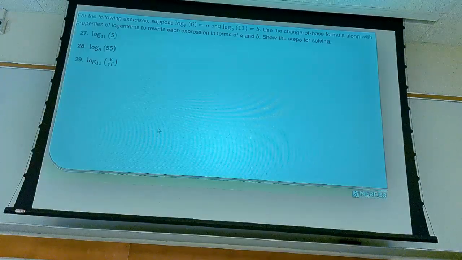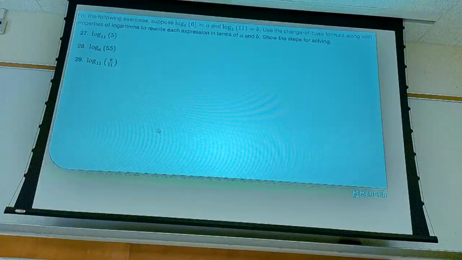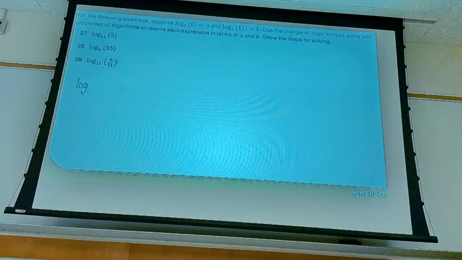So this is kind of what I was saying at the start of class, a conceptual question on using change of base. They're telling us that log base 5 of 6 is equal to A, and log base 5 of 11 is equal to B. We want to evaluate these three values. So start with log base 11 of 5, and we're going to use all the properties of logs.